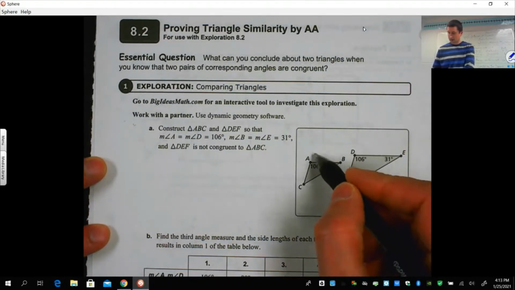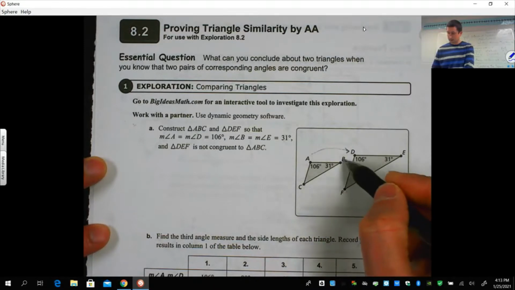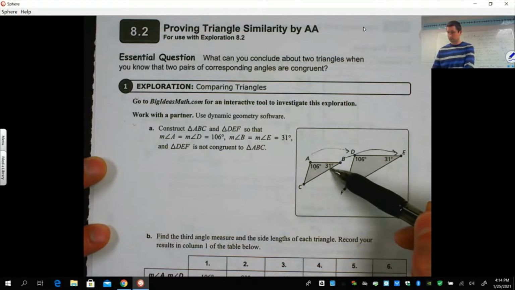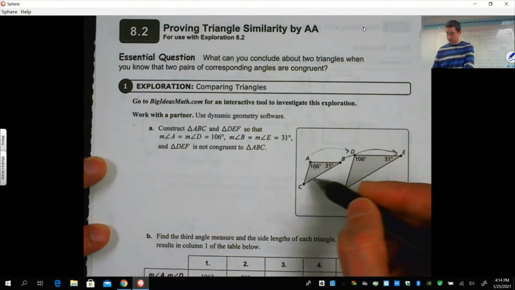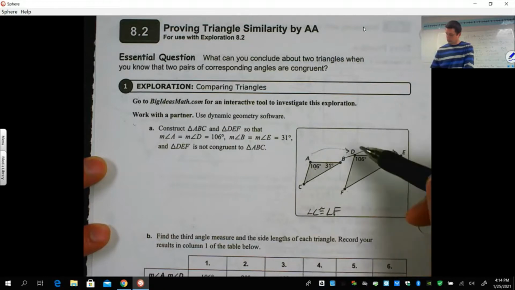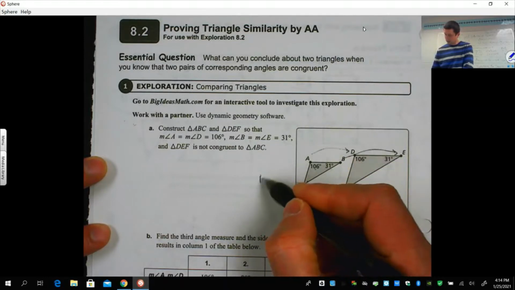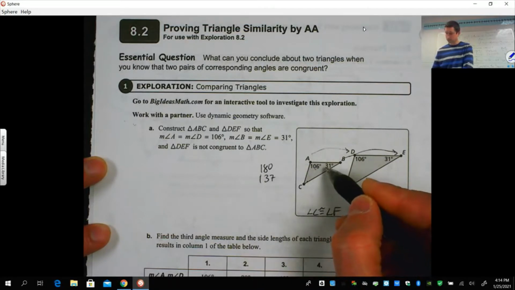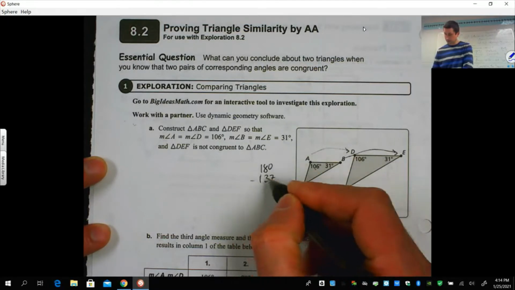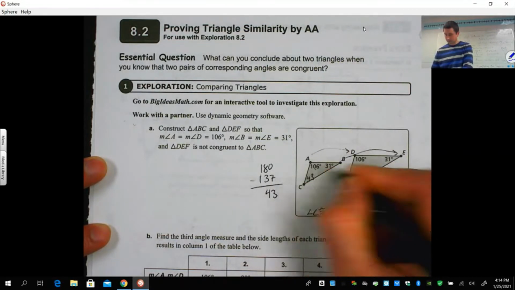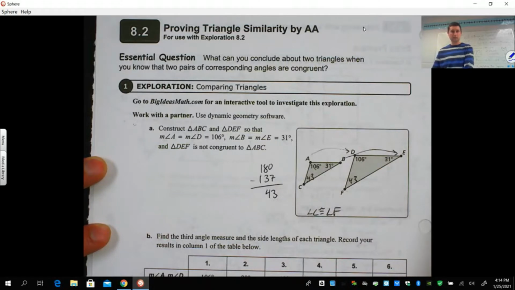A corresponds to D, B corresponds to E. If that's 106 and that's 31, this is 106 and that's 31, that means C has to be equal to F. So angle C has to be congruent to angle F. Let's take 180 minus the sum of those two together. So 106 plus 31 is 137. Subtract those and that would be 43. So we know that third angles have to be congruent.